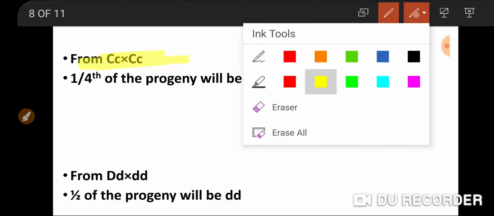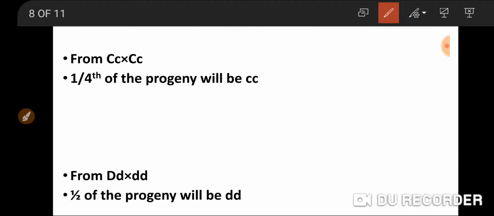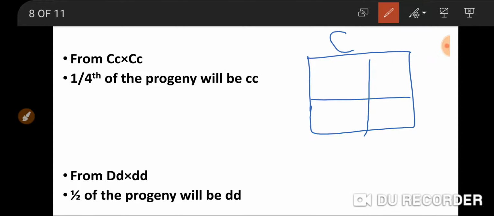So you can see here, let me erase it first. We will draw here the Punnett square. So you can see here how many types of gametes will be here. One type of gamete will be carrying the capital C, and another type of gametes will be carrying the small c. And again here, one type of gamete will be carrying the capital C, and another type of gamete will be carrying the small c.